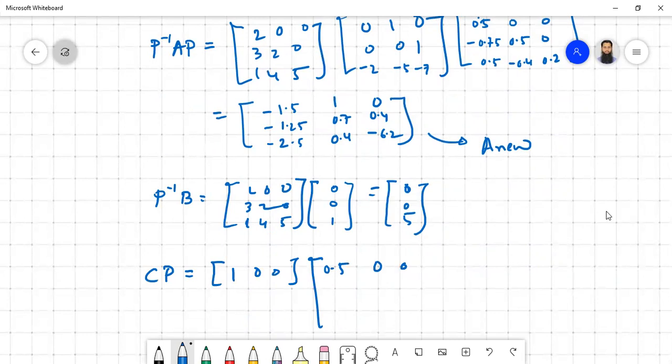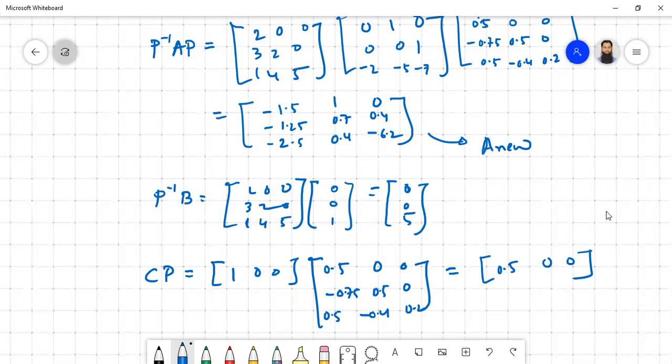0.5, 0, 0, minus 0.75, 0.5, 0, 0.5, minus 0.4, 0.2. Just multiply, as you can see. This will give you simply the first parameter, with the rest of them canceling out. So it will give you 0.5, 0, 0.